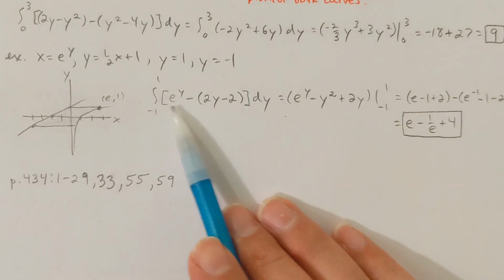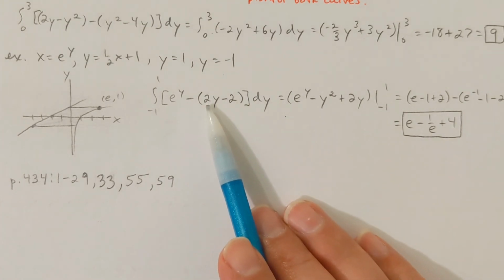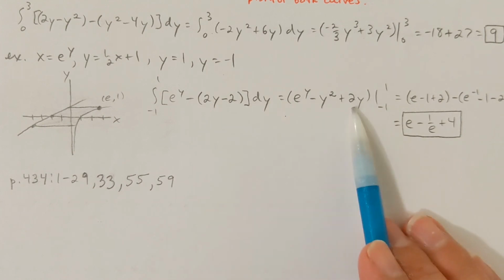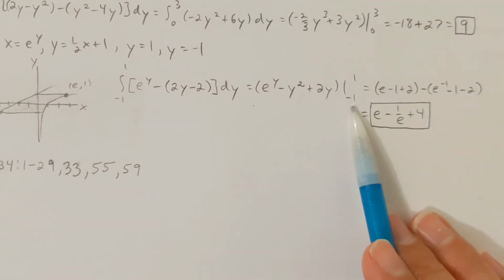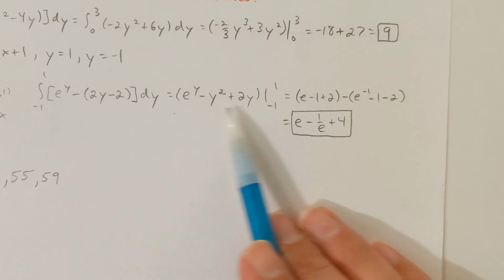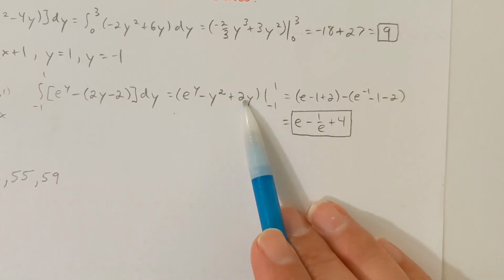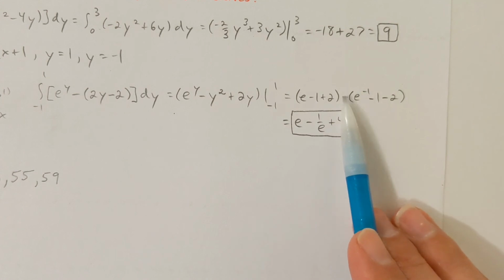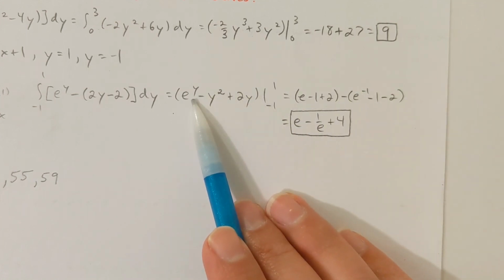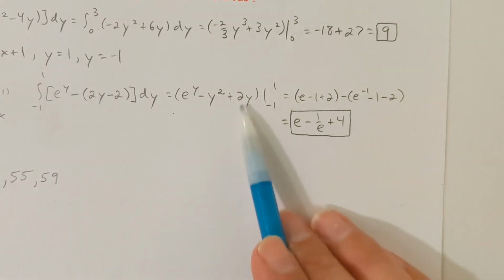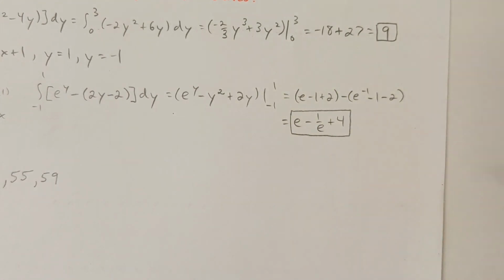The antiderivative would be e to the y, and then minus 2y squared over 2, the 2's cancel, and then plus 2y. We're evaluating that from negative 1 to 1. Plug in the bounds. You're going to have e to the first, and then minus 1 plus 2, minus, when you plug in negative 1, you'll have e to the negative 1 minus 1, and then minus 2.